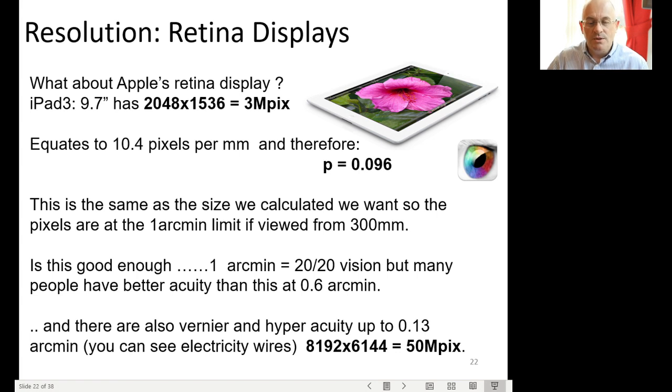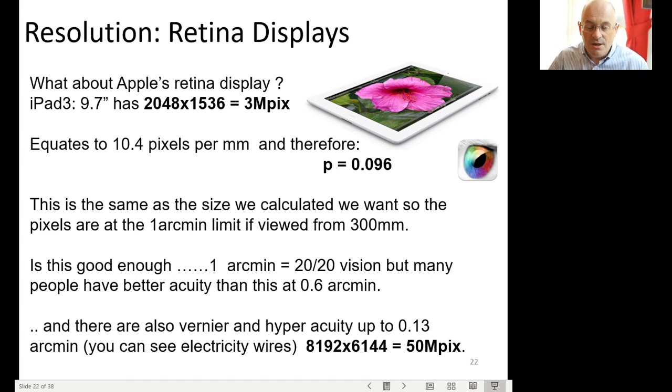But in fact, 20/20 vision is kind of a norm of good vision. It's not by any means the best a normal person can achieve. And it's not the best that someone with really good visual acuity could achieve. Many people have much better than 0.6 arc minute visual acuity. And if you can imagine vernier acuity and hyperacuity, it goes up to about 0.13, so almost 9 times better. And that's one of the reasons that you can see power lines and telegraph wires in the distance. They're tiny, tiny things. You shouldn't be able to see them, but your visual system can pick them up.